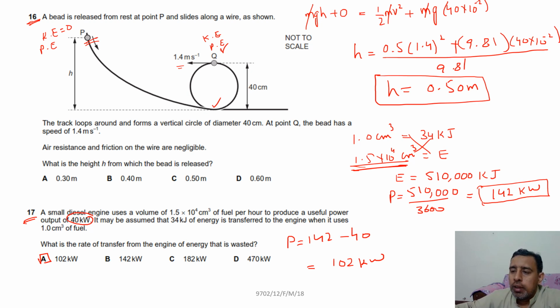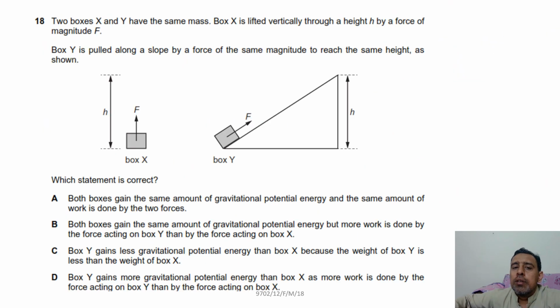So moving towards the next question. This is question number 18. In this question, we have two boxes, X and Y, with the same mass. Box X is lifted vertically through a height of h by a force of magnitude F. Box Y is pulled along a slope by a force of the same magnitude to reach the same height as shown. In this question, it is not written that there is no frictional force while moving on the inclined plane. It means there are some frictional forces.